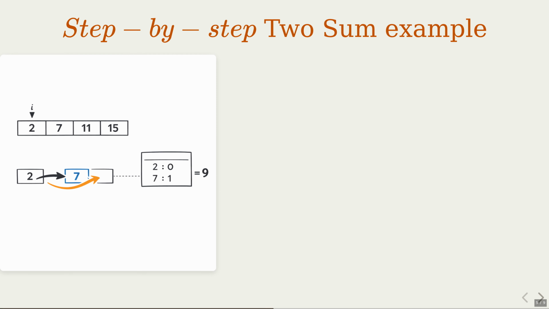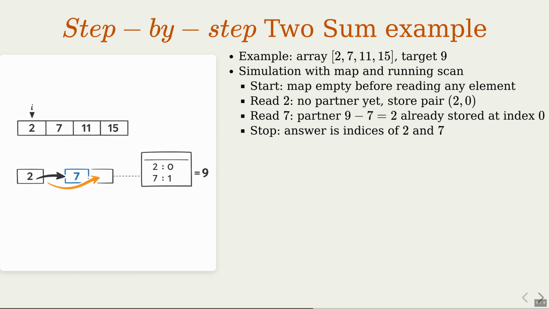Let us see the map idea in action on a small concrete example so the flow feels natural. Walking through one example slowly usually helps me remember what each step is doing. We will use the class example with numbers 2, 7, 11, and 15 and a target of 9. At the start, the map is empty.